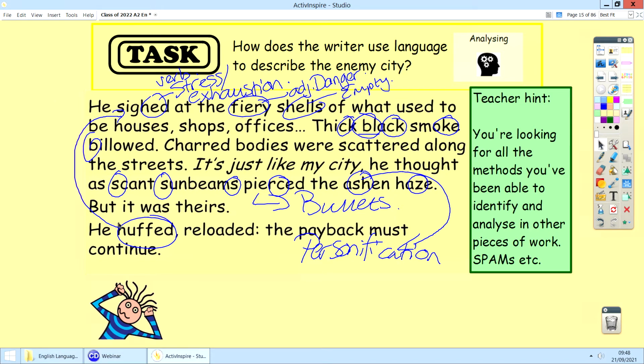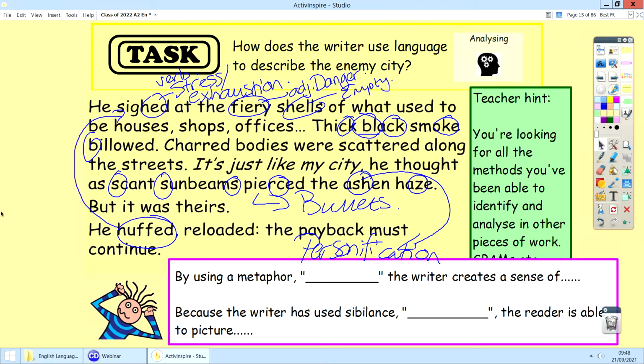He huffed. So again, this verb can link to stress or exhaustion. The ashen haze. We said maybe pierce the ashen haze, maybe personification, but maybe it's a bit of a stretch. And then we looked at all the rest of it.